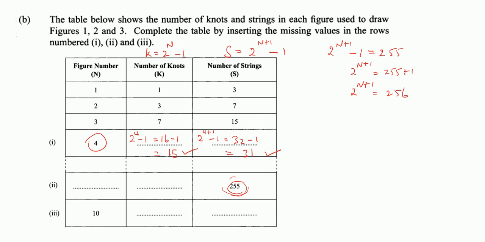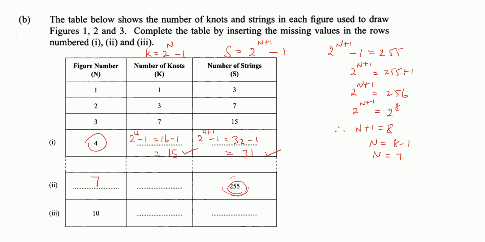Right? And this will be 2 to the power n plus 1. 256 can be written as 2 to the power 8. And you see at this point here, we can say that n plus 1 is equal to 8. So therefore n is equal to 8 minus 1. So therefore n is equal to 7. So in this case here, n is equal to 7.